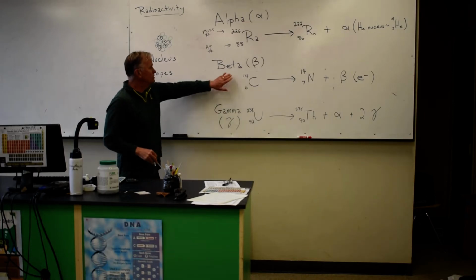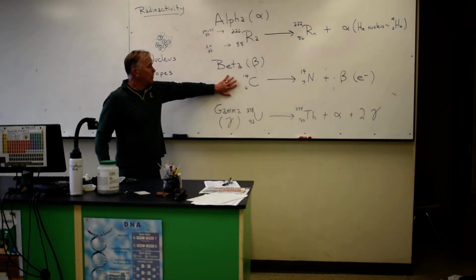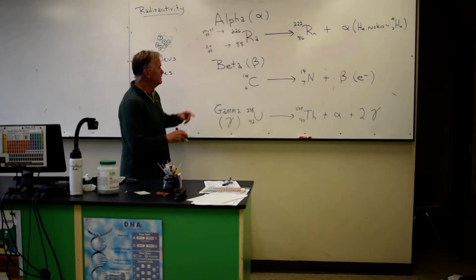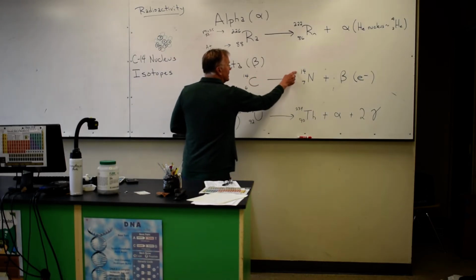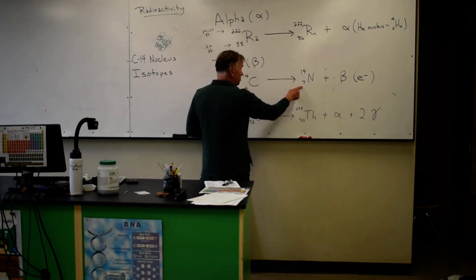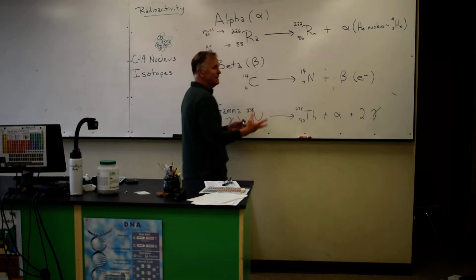Okay, beta decay. Here's our friend carbon again. Carbon undergoes what is called beta decay, and you see something interesting happens here. The mass number stays the same, but the atomic number actually goes up. How can that be? How can it go up? It's decaying. How can it go up?